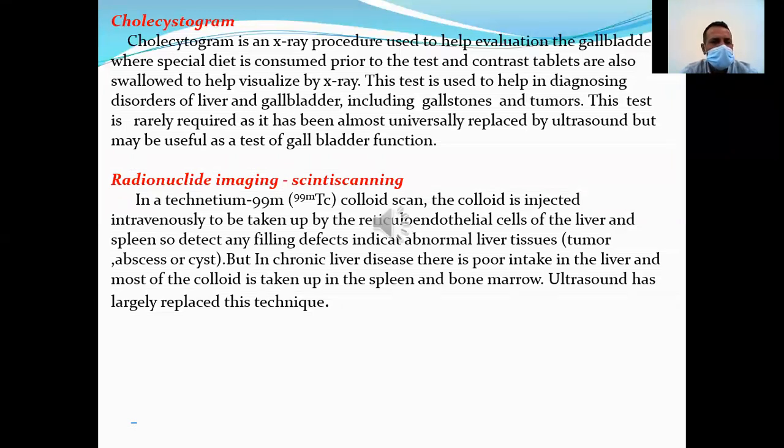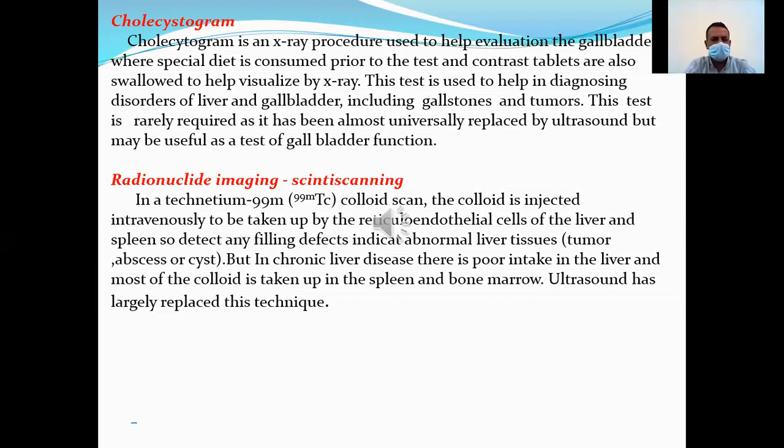It is rarely used because it has been replaced by other newer investigations. Another rarely used test is called radionucleotide imaging, scintigraphy, a technetium-99 colloid scan. This colloid is injected IV to be taken up by the reticuloendothelial cells of the liver and spleen, so it can detect any filling defect, indicating a tumor or cyst or abscess in the liver.